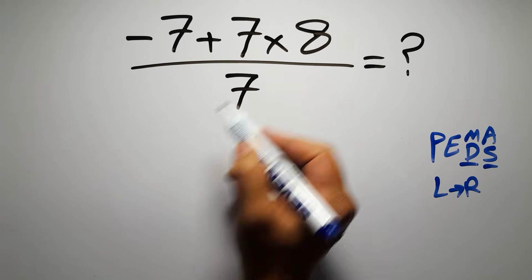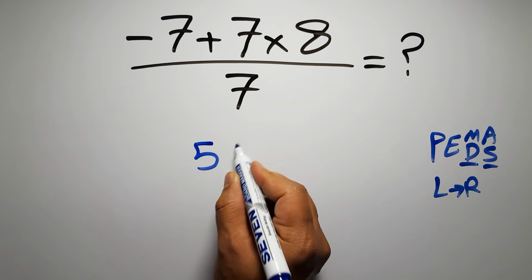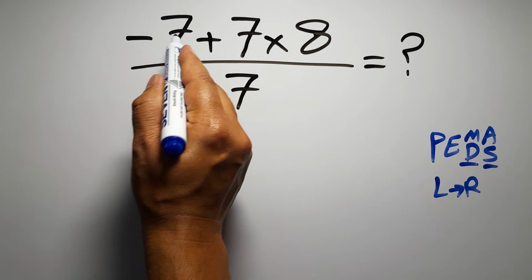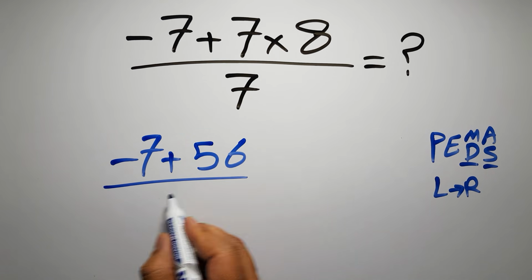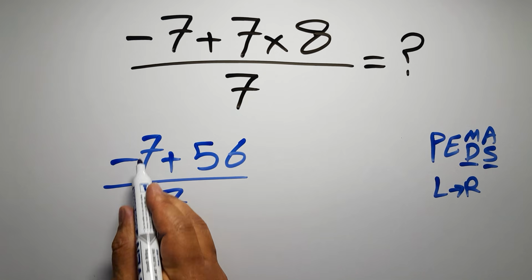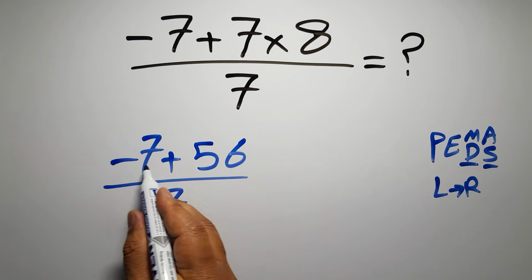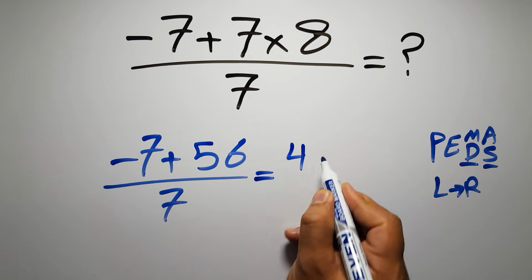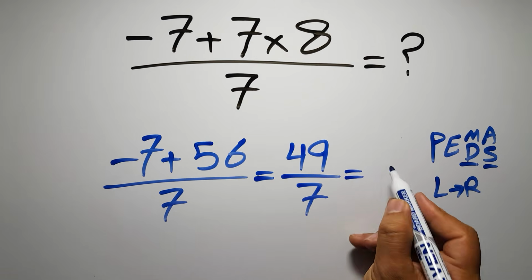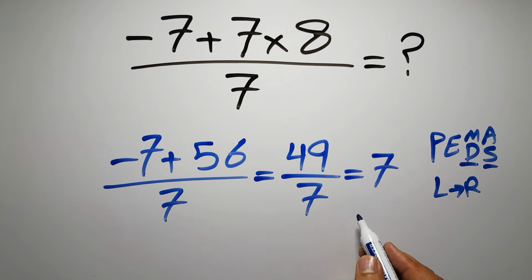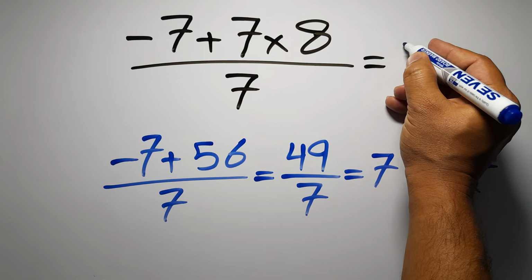So first this multiplication. 7 times 8 gives us 56. So negative 7 plus 56 over 7. Negative 7 plus 56, or 56 minus 7, gives us 49. So 49 over 7, which equals 7. And this is our final answer to this problem. The correct answer is 7.